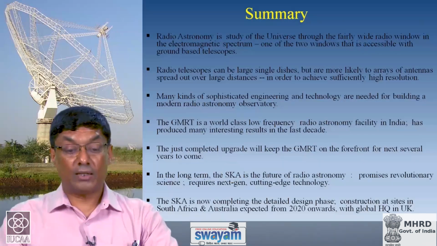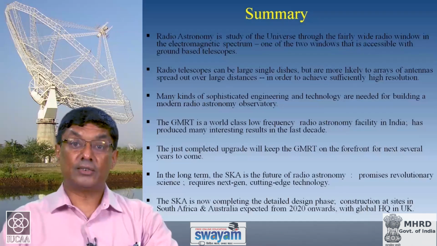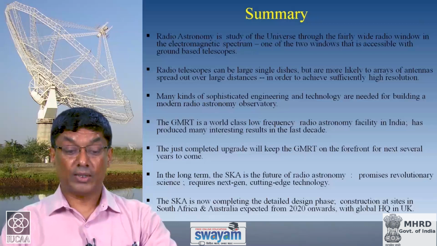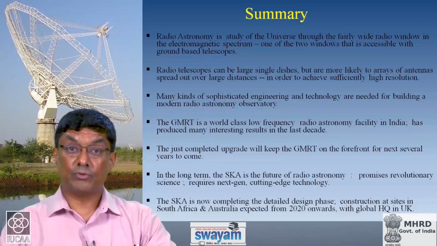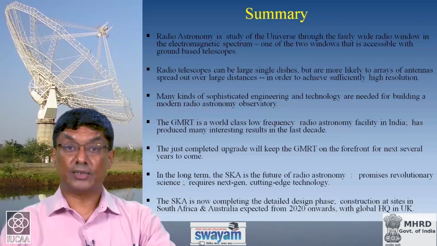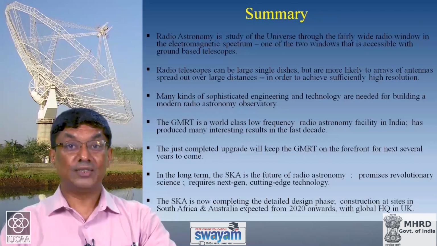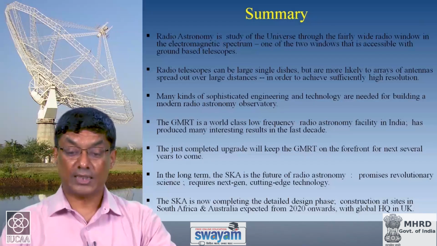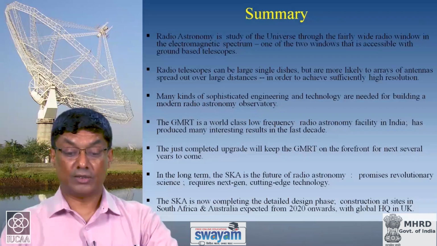summary that radio astronomy is the study of the universe through the fairly wide radio window in the electromagnetic spectrum. It's one of the two windows that is accessible with ground based telescopes, and therefore much easier to do than the other windows where you have to build telescopes which have to be flown on space missions to get above the limitations of the Earth's environment.